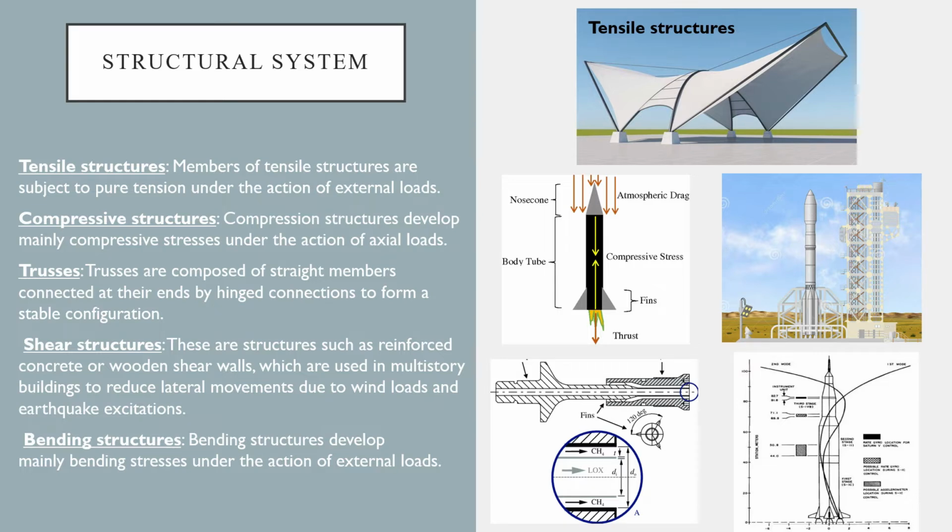Shear structures. These are structures such as reinforced concrete or wooden shear walls which are used in multi-story buildings to reduce lateral movements due to wind loads and earthquake excitations. Bending structures. Bending structures develop mainly bending stresses under the action of external loads.